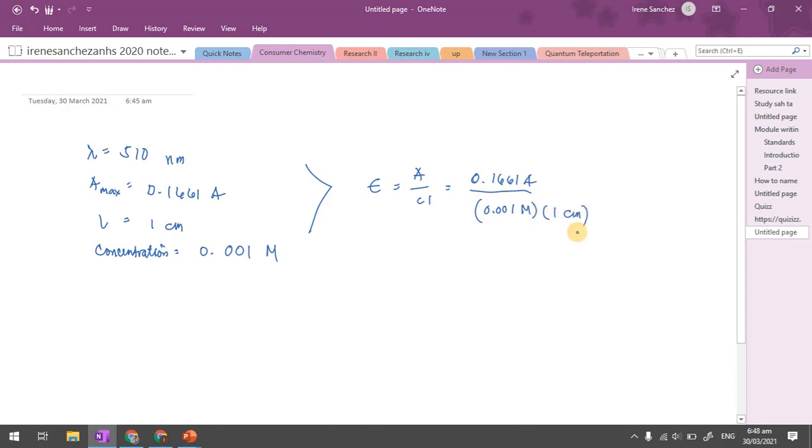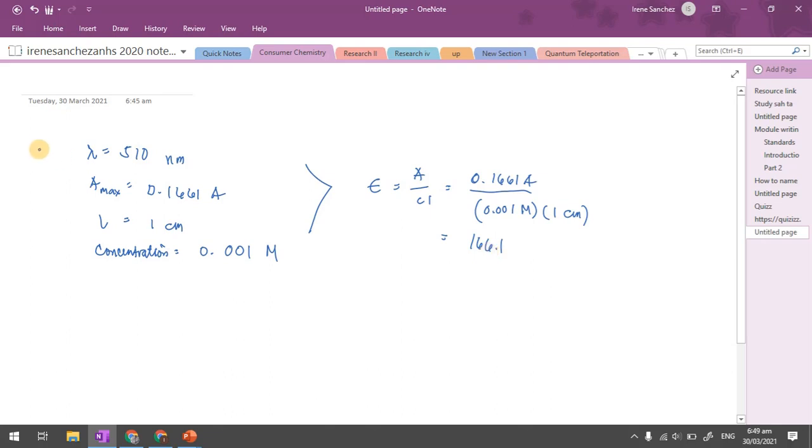Okay, so to solve that one, let's first disregard the symbols and then you plug it in your calculator. 0.1661 divided by 0.001 and then 1 times 1. Answer is 166.1. Okay, the answer is 166.1. Do not have the unit first.